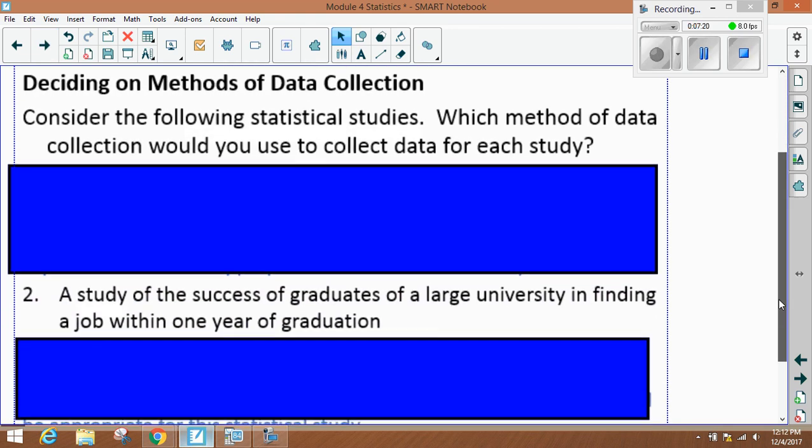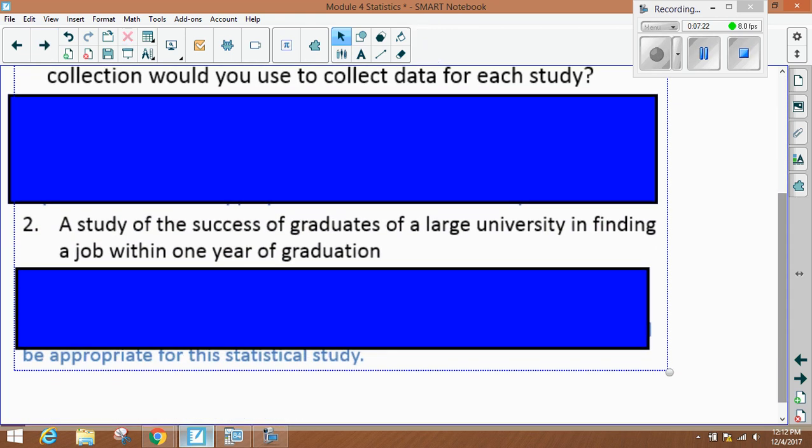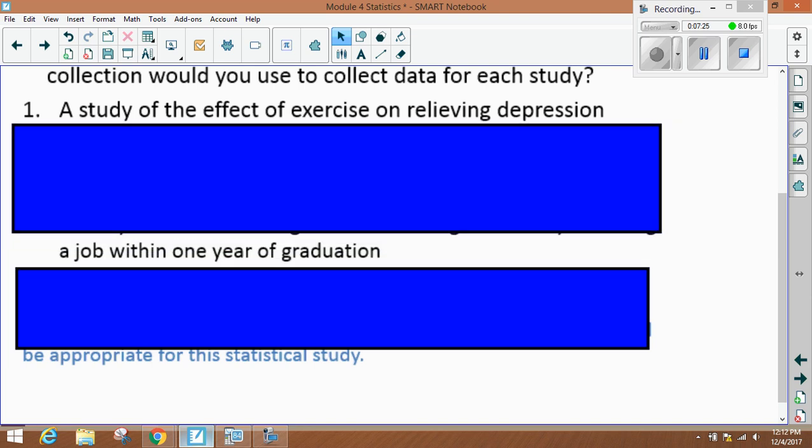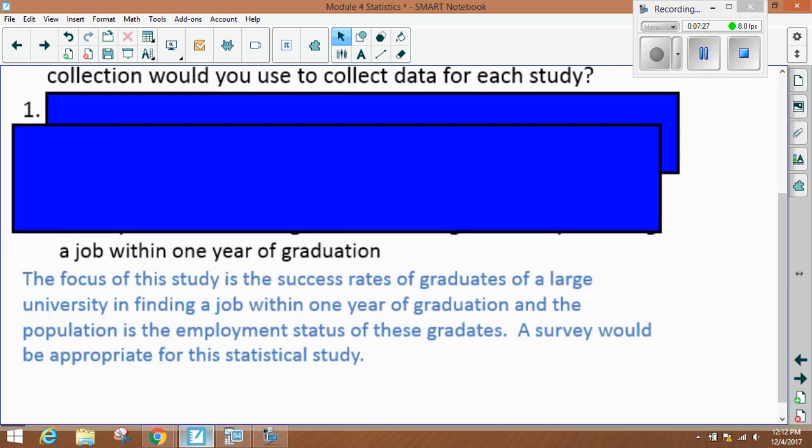So let's see. Weird. Okay, there we go. I'll move these things around a little bit. Oh, they're in the wrong spot.